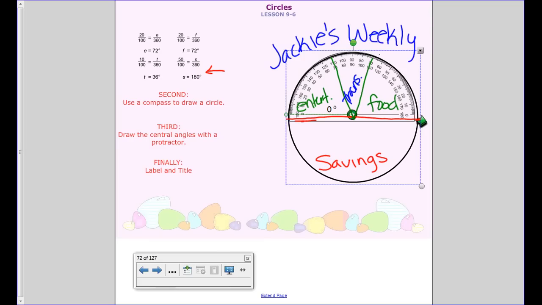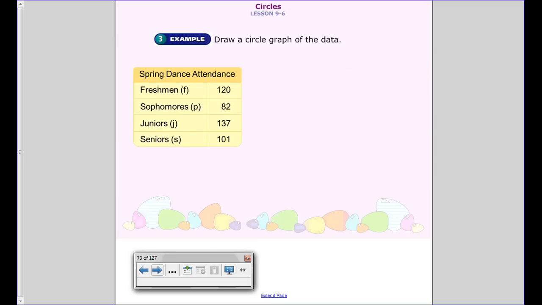So Jackie's weekly budget. Sketch it. There we go. So we're going to do one more of these so we all get to practice a little bit more, and maybe I can use the protractor a little better this time.